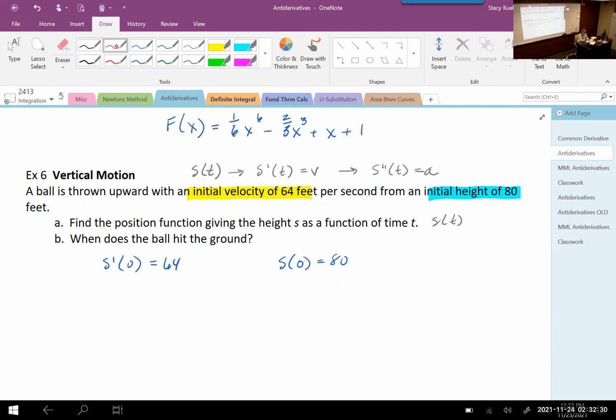So if we're looking at this, and I'm trying to go backwards here, first of all, I know that all I have is this velocity part right here. So we're going to use what we know about acceleration and velocity. So we said that the velocity function is equal to the integral of acceleration.